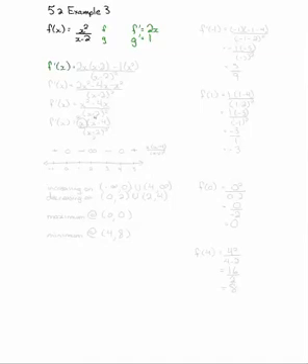Find our derivative. F prime g minus g prime f, all divided by g squared. Simplify. And we can simplify that a little bit more. And we can factor out an x on the top.